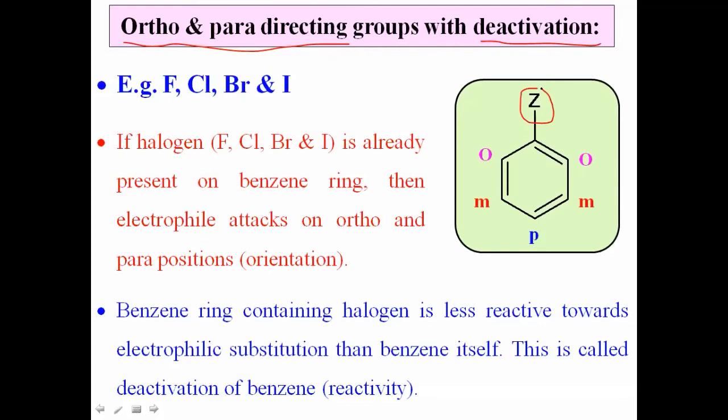Meaning we can say that these are deactivating groups. This is called deactivation. Okay, halogens cause electrophilic substitution at the ortho and para positions, but they decrease the reactivity of the aromatic ring compared to benzene itself. Therefore, they are deactivating groups. Okay, this is the third category of substituents present on the aromatic ring. We have just overlooked the three categories.